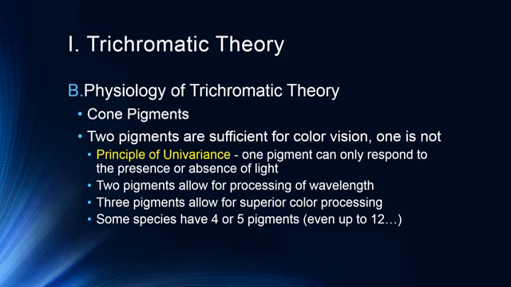So two pigments are sufficient for processing color information, but three pigments allow for superior color processing. In fact, we know some people, particularly some women, may potentially have four different cone pigments. And we know some species of animals, particularly raptors and a lot of avian species, have more than three cone types. And there is recent evidence that the mantis shrimp has up to 12 different cone types, so they have really superior color vision.